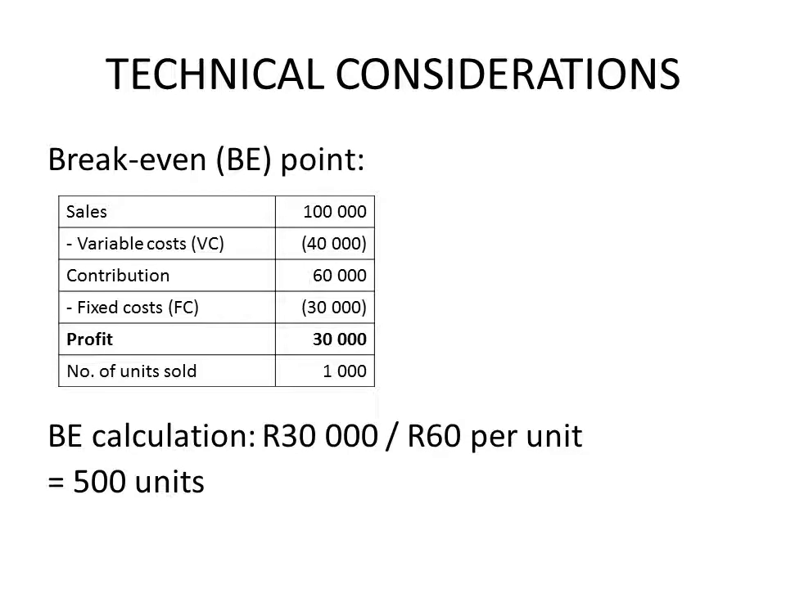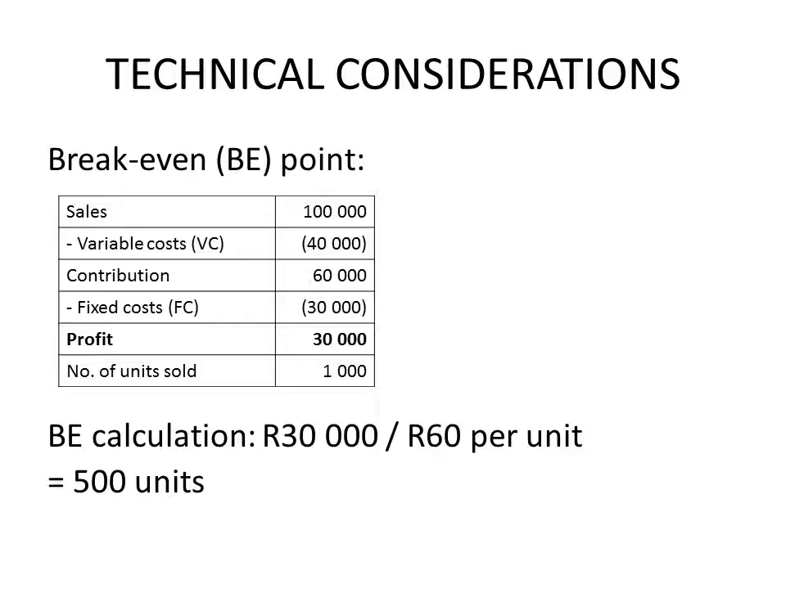So here's an example with numbers. Our sales are 100,000, variable cost 40,000, contribution of 60,000. Our fixed cost is 30,000, so we do make a profit. So where will we break even? We'll break even when our contribution is 30,000 Rand. Why? Because then we'll equal our fixed cost to give us a profit of zero.